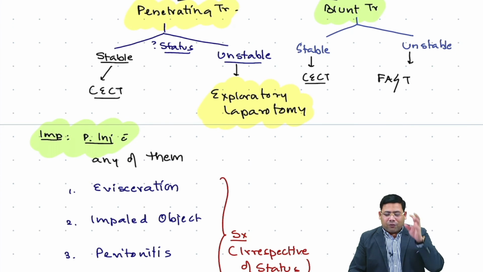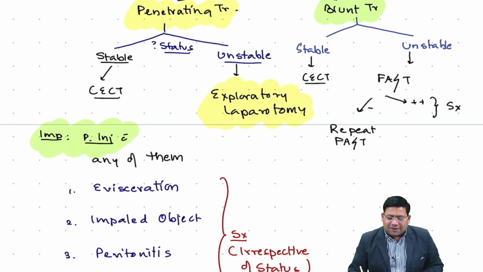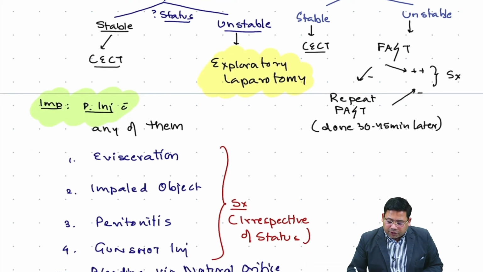You have to be vigilant. You have to be inquisitive: could it be a retroperitoneal organ injury or not? Yes, this is very, very important. So if the FAST is positive, you need to go for surgery. If the FAST is negative, what do you need to do? Again, you need to repeat FAST. If the FAST is negative, always try to repeat it. Repeat FAST is done 30 to 45 minutes later. And this is very important. If this repeat FAST is positive, okay, it's done.